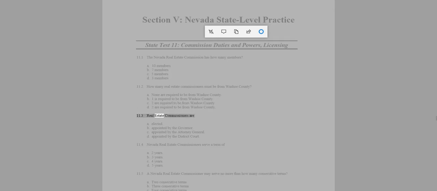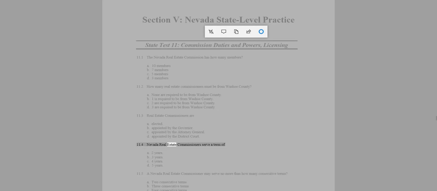11.3 Real estate commissioners are A. Elected. B. Appointed by the Governor. C. Appointed by the Attorney General. D. Appointed by the District Court.